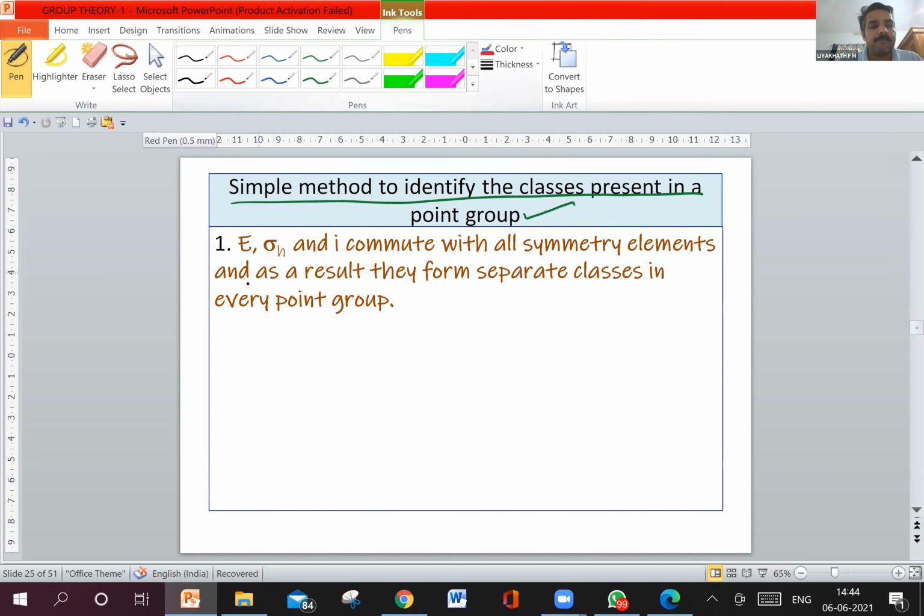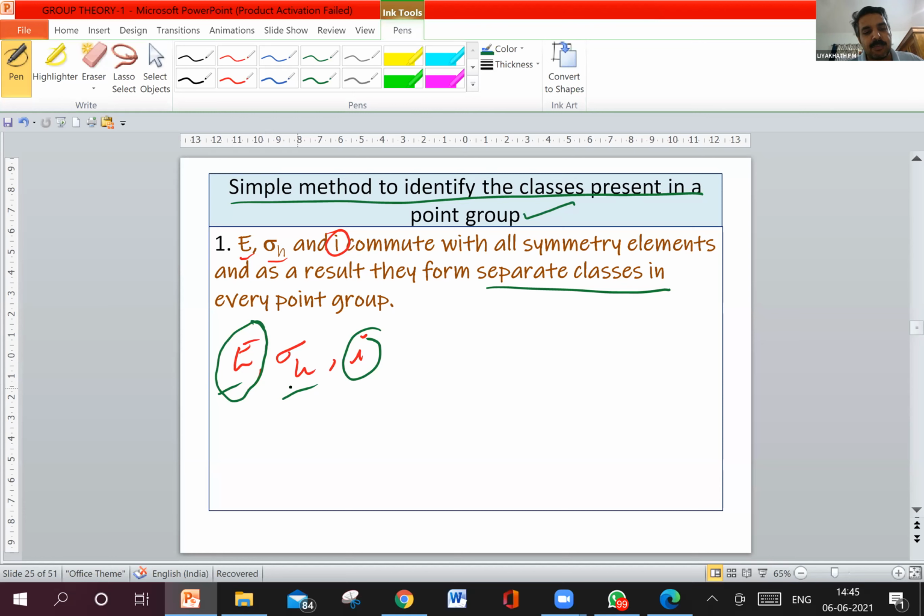Listen, I have already told you that E, sigma h, and i commute with each other. Okay, in the last class we have studied that if an element commutes with all other elements, that element always forms a separate class. So E, sigma h and i commute with all other symmetry elements, so they form a separate class. That's the first thing we have to remember.